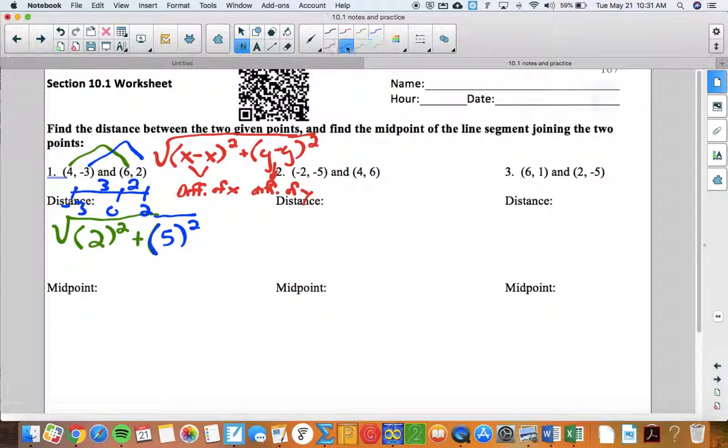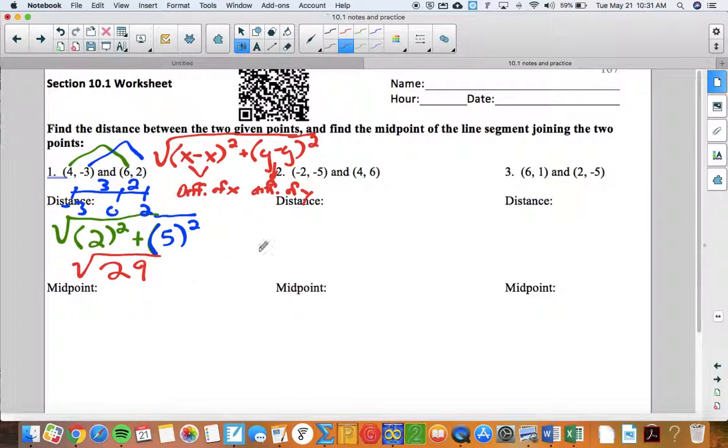So then we get, now you need to simplify what's in the parentheses or what's underneath the square root first. So 2 squared is 4, 5 squared is 25. That makes 29. So final answer would be the square root of 29, bada bing, bada boom. Now let's do the midpoint.